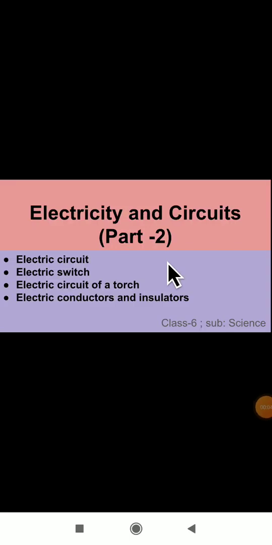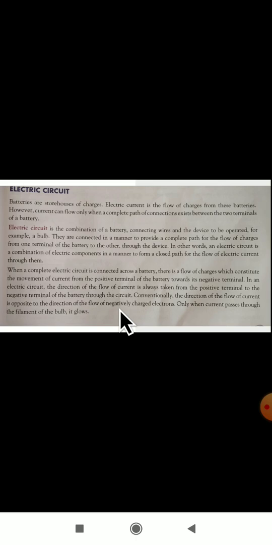Dear students, in the previous video class we started with the chapter on electricity and its circuit. In that video we learnt about electricity, the structure of an atom, the electric cell, the battery, and even the electric bulb. Today in this video we will study the next concept, that is electric circuit, and about the electric switch, the electric circuit of a torch, and electric conductors and insulators.